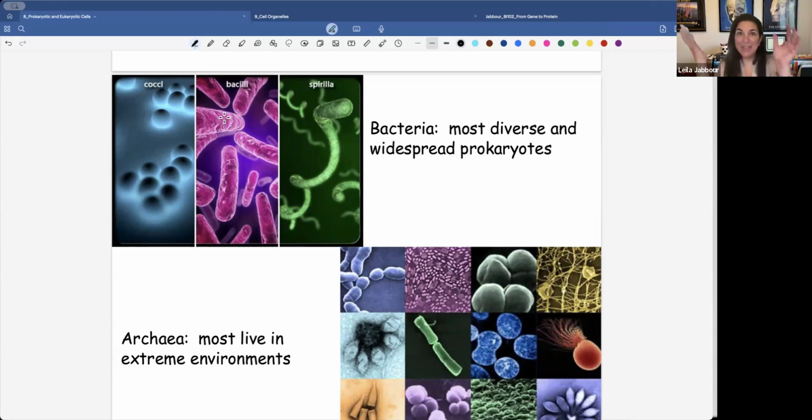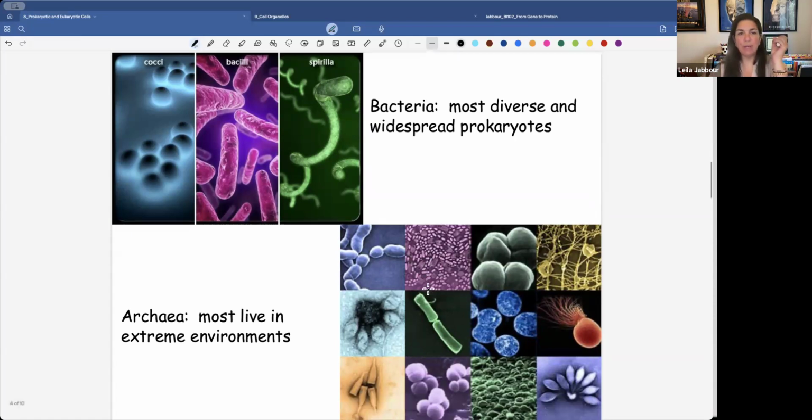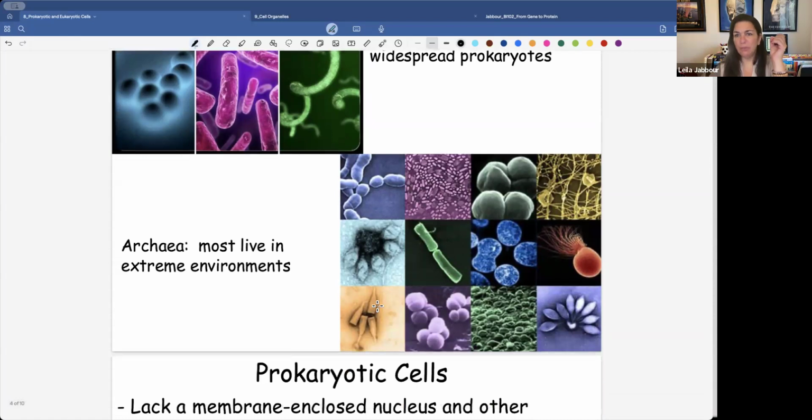For example, syphilis is caused by a bacterium that is spiral-shaped. And Lyme disease is also caused by a bacterium that happens to have a spirilla shape. So they come in diverse forms and diverse arrangements also. These are just different images. We're not really learning the terminology of all these arrangements and shapes. This is just to show you that they come in all of these different forms.